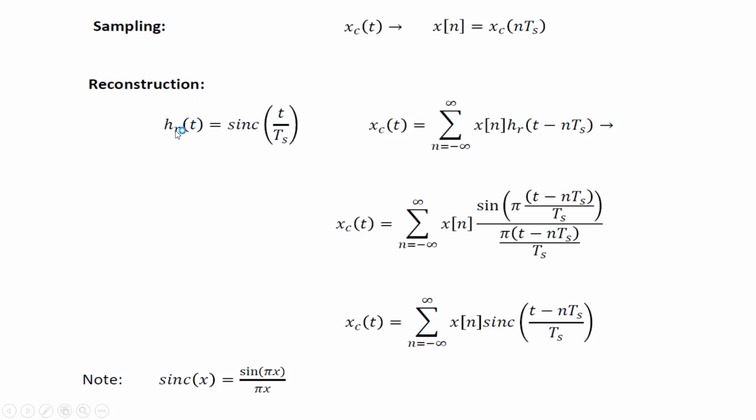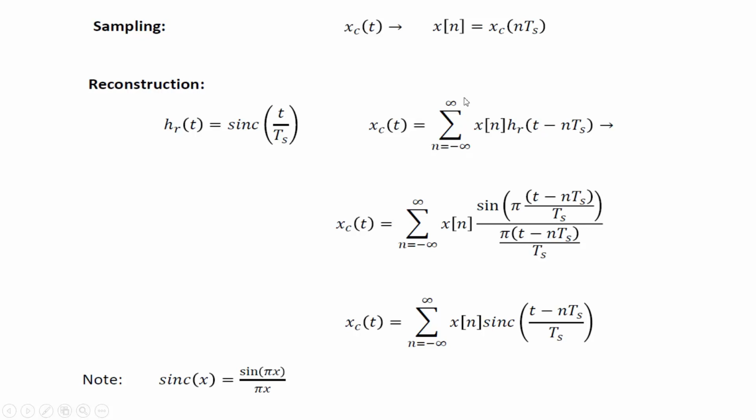And this is the impulse response of the reconstruction filter, right? Which is given by a sinc of t by capital Ts. And this is the process of recovering the signal. The continuous time signal will be reconstructed by multiplying the input sequence with the impulse response of the reconstruction filter and summing it over n going from minus infinity to infinity.